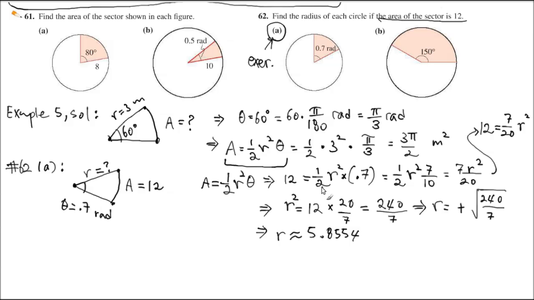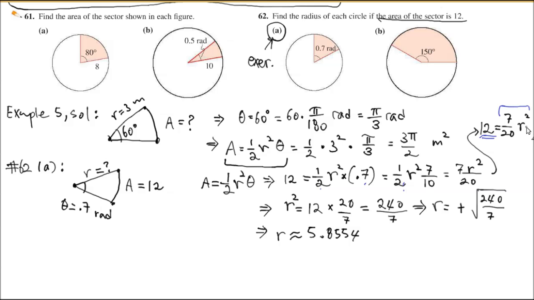Okay, first I simplified 1/2 and 0.7. So 1/2 is there. 0.7, I interpreted as 7 divided by 10, to do the calculation exactly. Does that make sense? 0.7 is 7 divided by 10? Right. So there are no common factors. I combined them together as 7 divided by 20. I didn't touch 12 on the left-hand side. I just simplified the right-hand side like this. 12 equals 7 divided by 20 r squared.